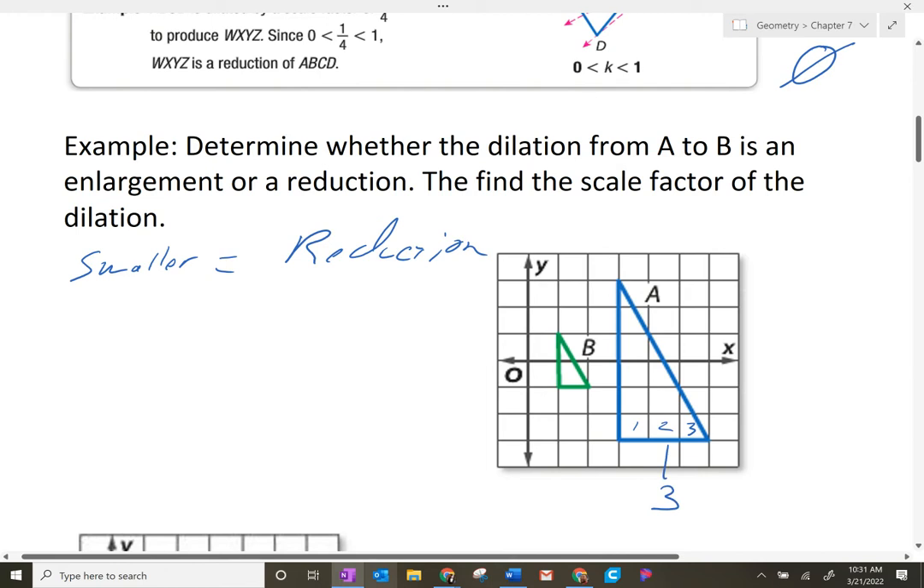Okay? The length of B is going to be 1. Make sense so far? I'm just counting this one. If I want to count the side ones, I'll do that. I'll actually do it again with another color.